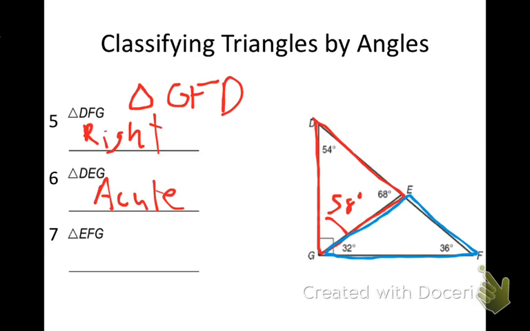What's E? I have the answer. It's 112. How do we get that? Because that is a line, gentlemen. So 180 minus 68 gets me 112. And that means my triangle is what, Nick? Obtuse. Nice job. Good work there.